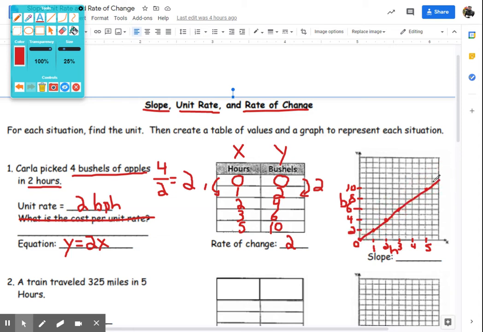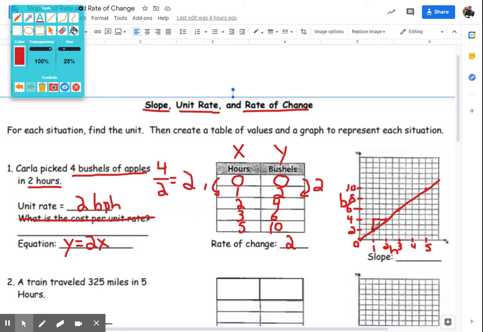Now to find my slope. A way I can find this if I have a graph is I can create a right triangle between 2 points, and I can count my change in y, how much I have to go up or down, and divide it by my change in x, however many I need to go over. We call that rise over run.